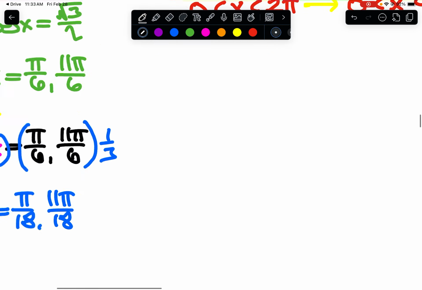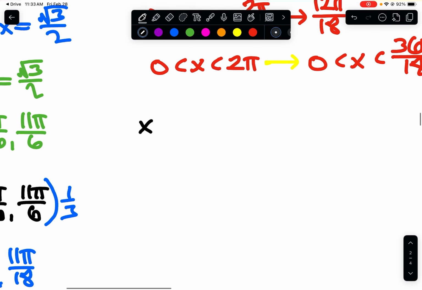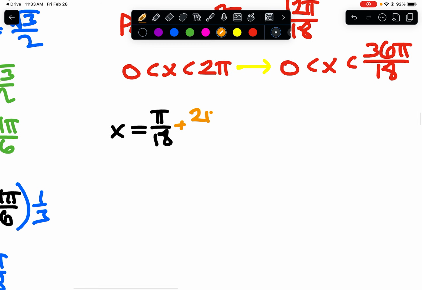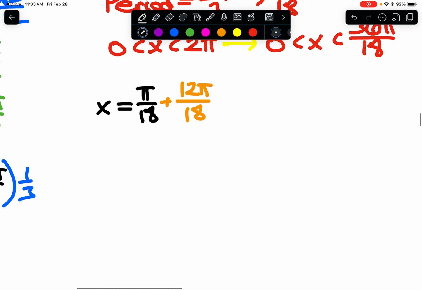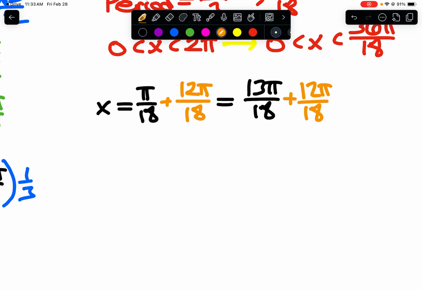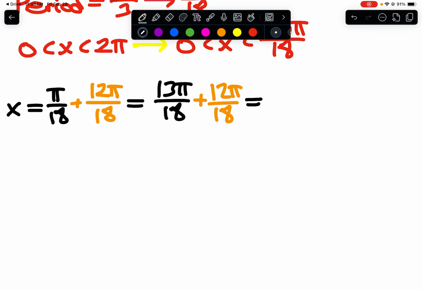So I'm going to take my two solutions. Pi over 18 is my first solution. Then I'm going to add the period, which is 2 pi over 3, but I'm going to convert it to a denominator of 18, so I'm just going to add 12 pi over 18. When I do this, we get 13 pi over 18. Then I'm going to add another period. I'm going to keep adding that period until I max out that numerator. That gives me 25 pi over 18.